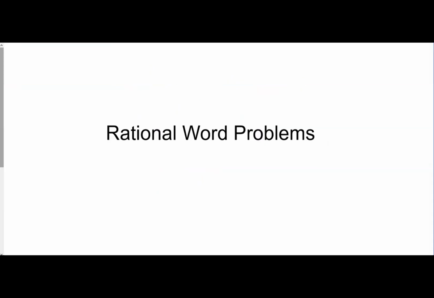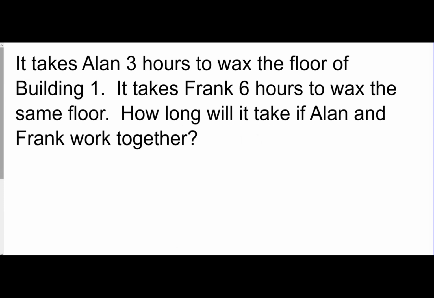Okay, guys, here is the rest of 4.5. So, when we're dealing with rational word problems, basically what you're going to be doing is setting up fractions. And how these problems will be laid out, it's going to talk about two items, or in the case of this one, it's going to talk about two people, one being Alan and one being Frank. So let me read this problem real quick.